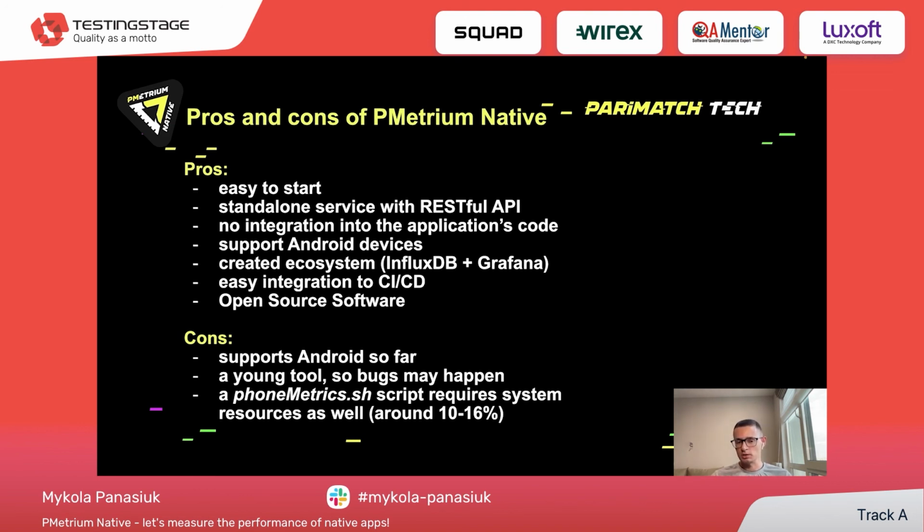The phone metrics script in case of Android platform requires some system resources as well at the moment of tracking performance. In our cases, it was from 10 to 16%. Quite more than we would like to have, but still. We plan to optimize this resource usage later within updates.